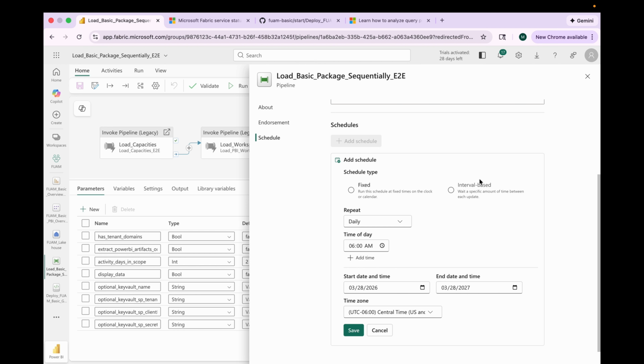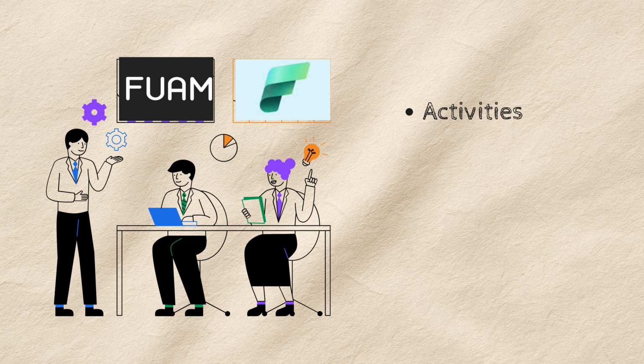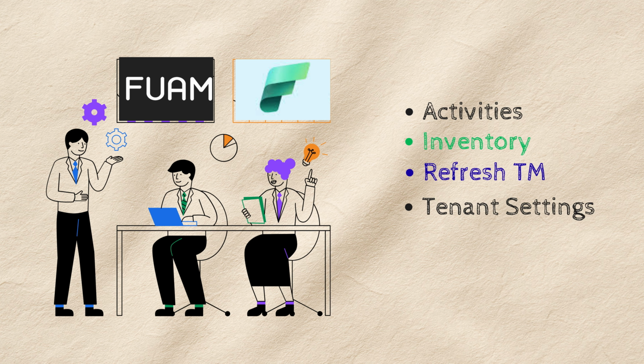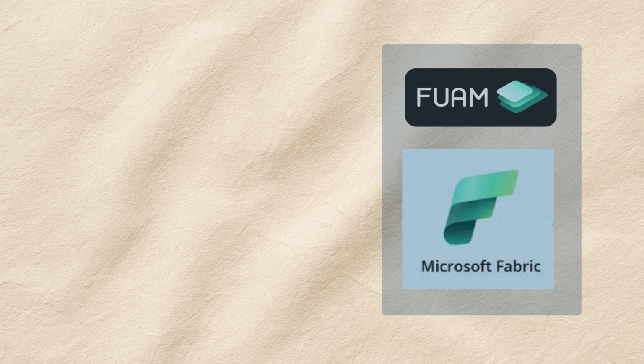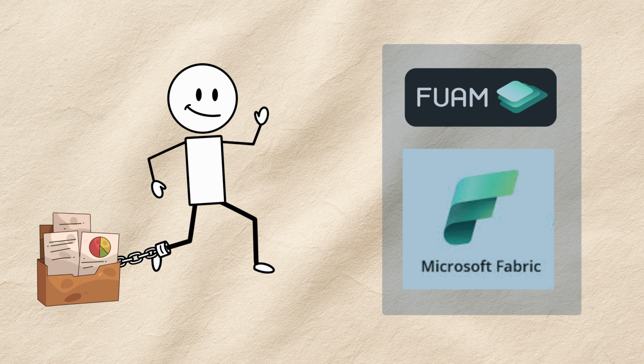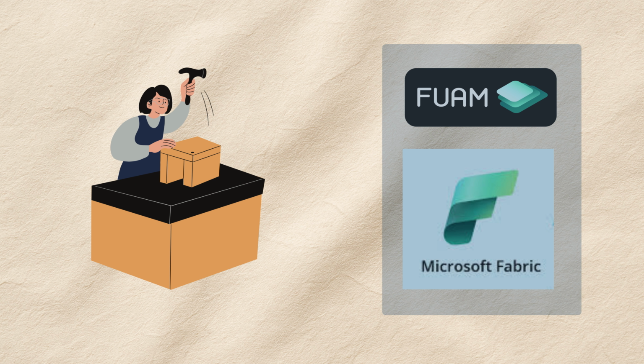And with that, let's wrap this up. FUAM gives you a centralized way to monitor Microsoft Fabric using Fabric itself. It brings together activity, inventory, refresh telemetry, tenant settings, and performance insights into a single lakehouse and semantic model. And because it's built on Fabric, you're not limited to the out-of-the-box reports. You can extend it, customize it, and build your own monitoring solutions on top of it.